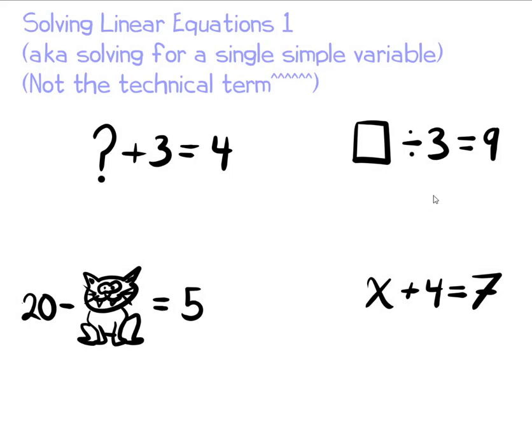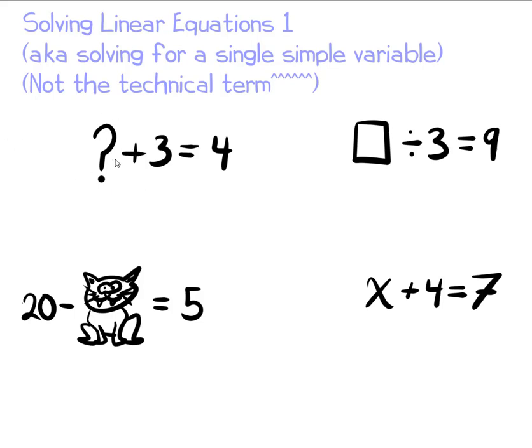This is solving linear equations 1, also known as solving for a single simple variable, or that's not the technical term, and please don't hold me to that. But basically, it's something you've been doing for a very long time, where you're just trying to solve for a single variable. That variable is not squared. That variable doesn't have crazy other variables attached to it. Basically, it's just solving for one thing that you can find out.